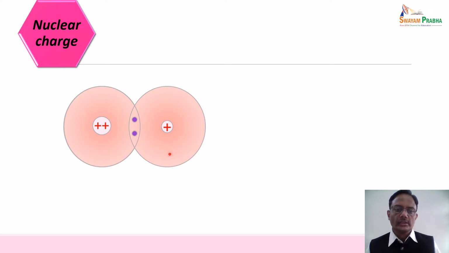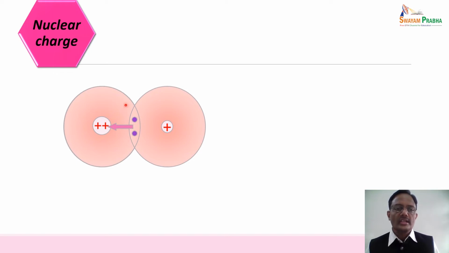Consider two atoms having equal size but different nuclear charges. So this atom is having a higher nuclear charge, this is having a lower nuclear charge. And since this is having a higher nuclear charge, it will have a greater tendency to attract the shared pair of electron towards itself. As a result, this electron pair will be slightly shifted towards this particular atom.